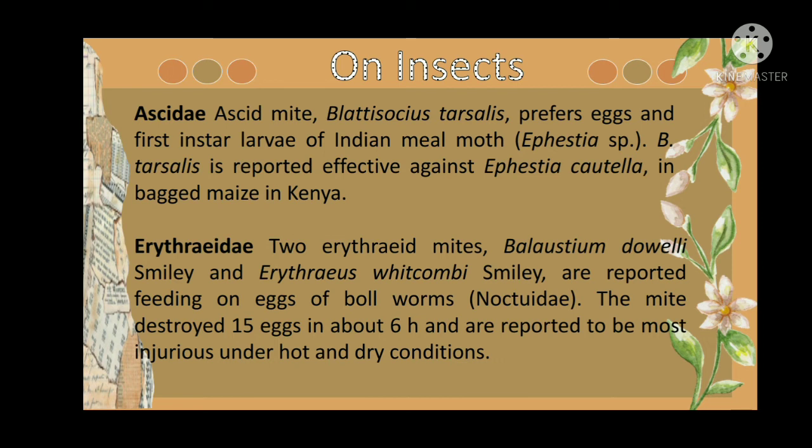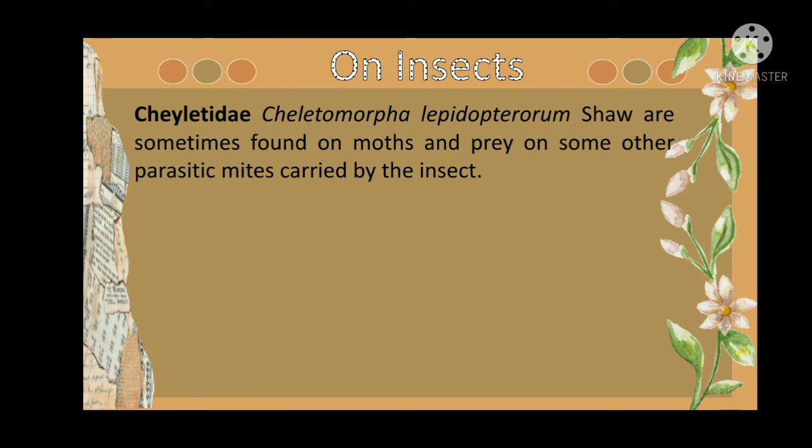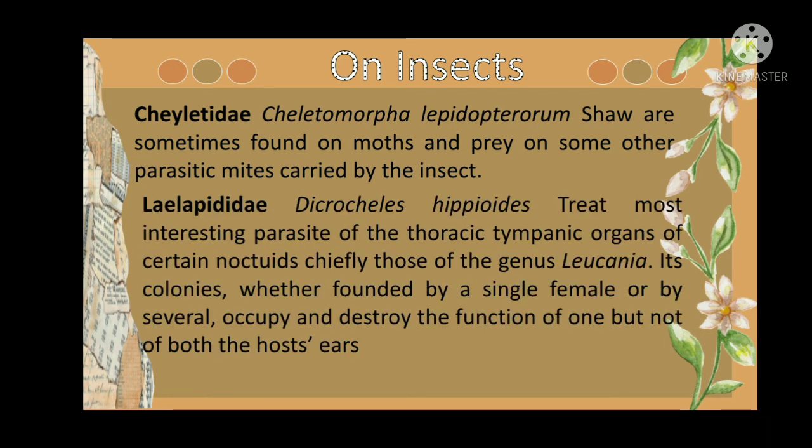Erythraeidae. Two erythraeid mites, Balaustium putmani and Erythraeus whitcombi, are reported feeding on eggs of bollworms. The mite destroyed 15 eggs in about 6 hours and is reported to be most injurious under hot and dry conditions. Cheyletidae. Cheletomimus lepidopterorum are sometimes found on moths and prey on some other parasitic mites carried by the insect.